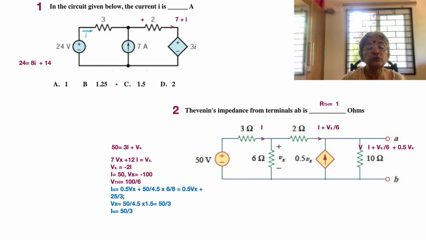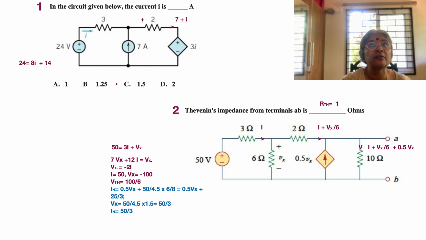Meanwhile, we can also solve for Vx in this context, when we are trying to find the Norton's current. Vx is the voltage across the 6 ohm and 2 ohm resistors in parallel, because of the short circuit that we have created for calculating the Norton's current. When 6 and 2 are in parallel as before, that's 1.5 ohms, and then we have 3 ohms. This 50 volt now gets divided between the potential divider of 3 and 1.5 ohms. So that's equal to 50 into 1.5 divided by 4.5, which gives us 50 by 3 as Vx.